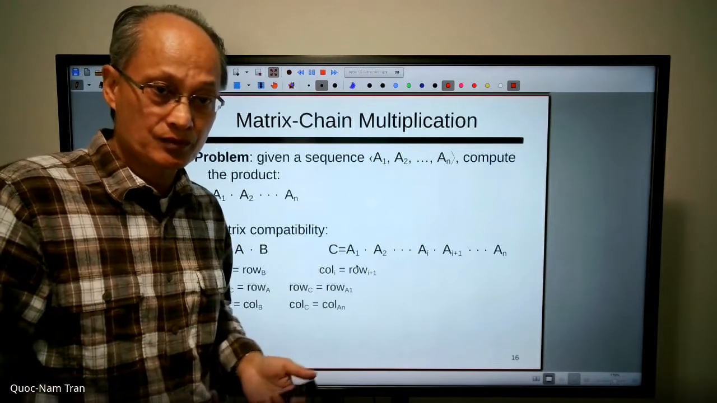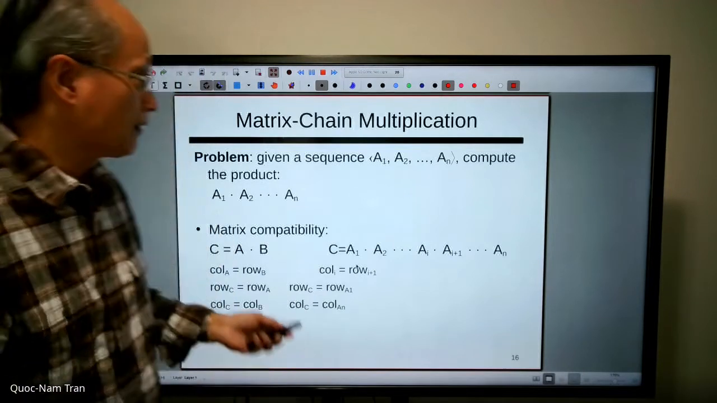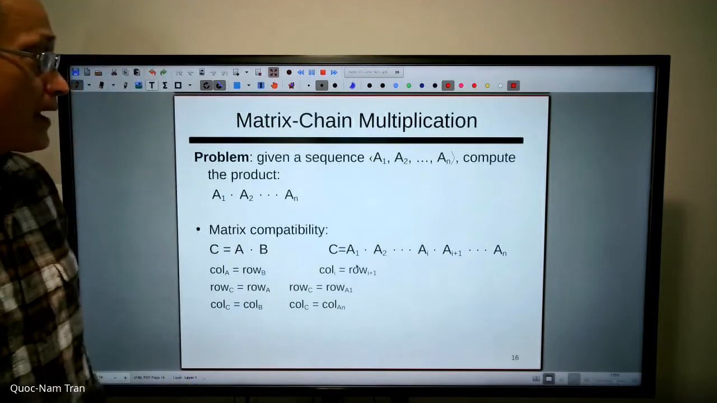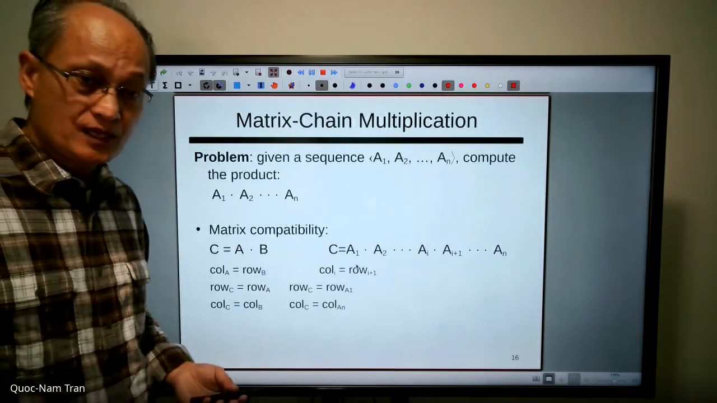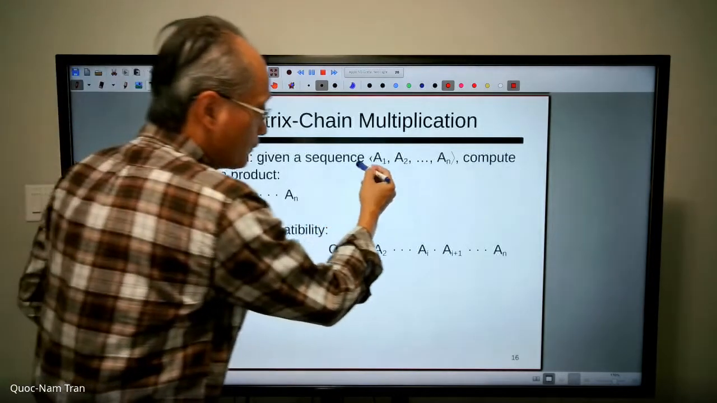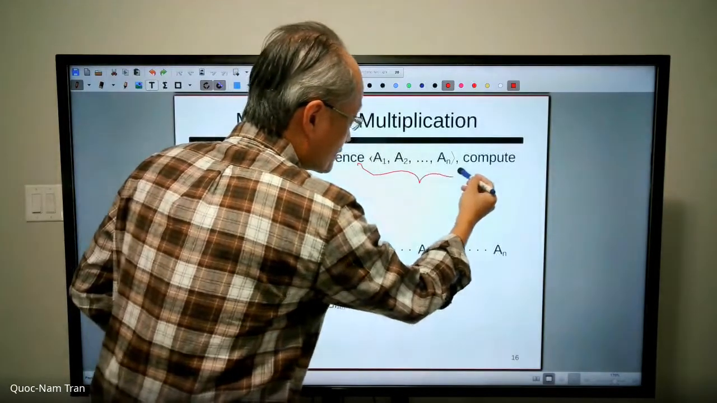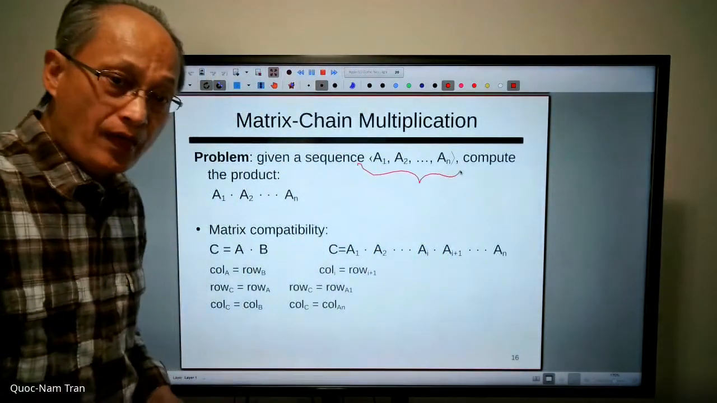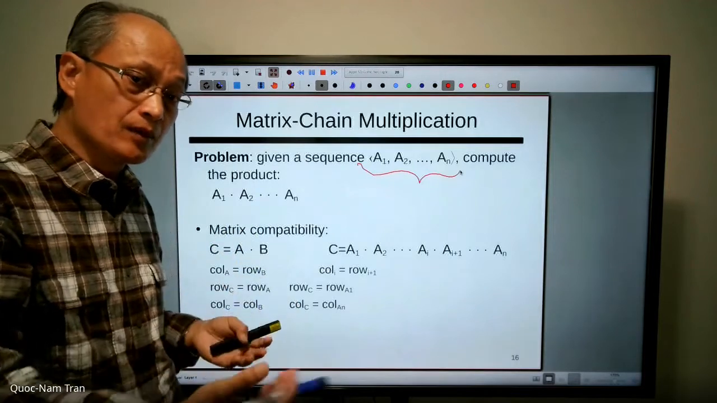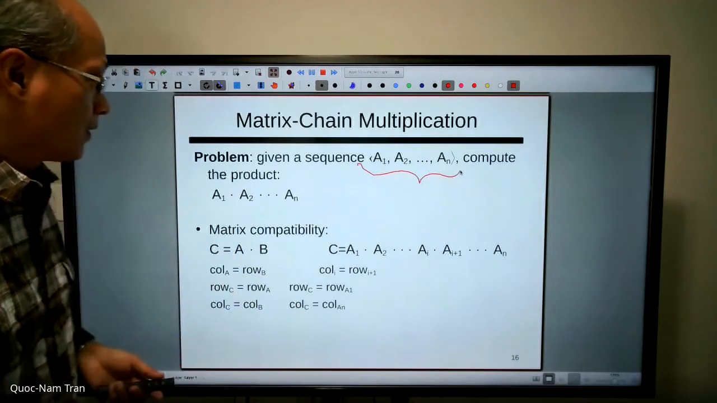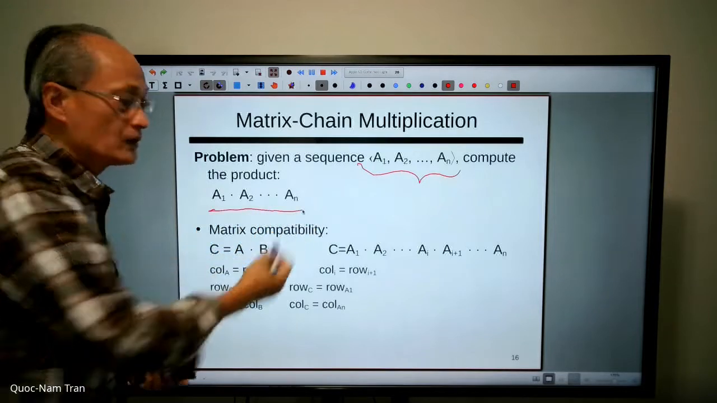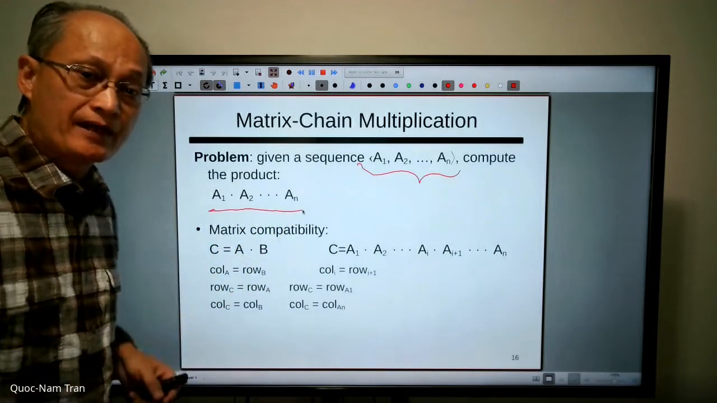But we will start with a simple thing that last time I also introduced before, that is matrix chain multiplication. We have a sequence of matrices, and the matrices are compatible. So we have a list of matrices, and with each of the matrices, we have the number of rows and the number of columns. We want to find out what the result is after we multiply all of them together.